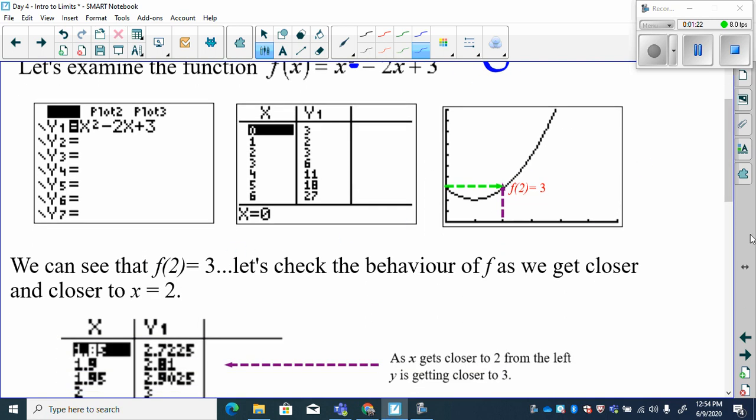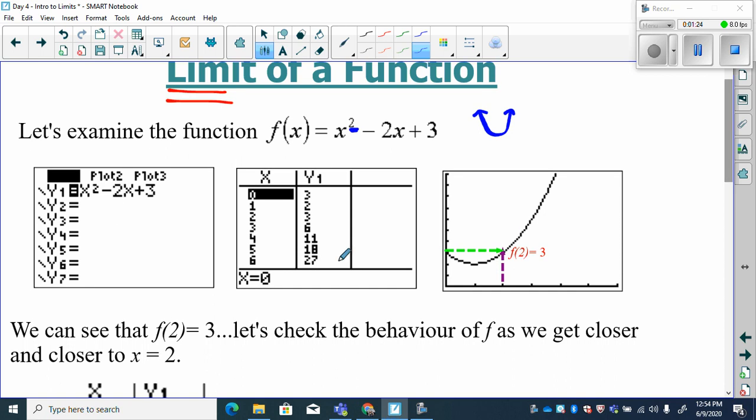Now, it says we can see that f at 2 equals 3. Well, where can you see that? You can see it here in the table, or you can see it here on the graph. There's nothing really earth-shattering about that. It's pretty straightforward. If you're given an equation, you can just plug the x value in. 2 squared is 4, minus 2 times 2, that's 4. So 4 minus 4 would give you 0, plus 3 would give you 3.